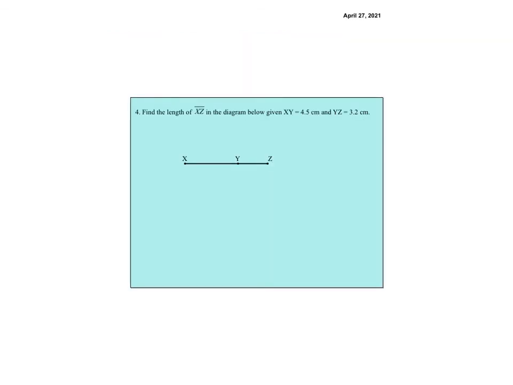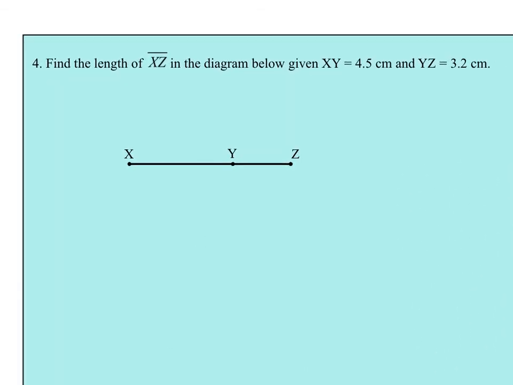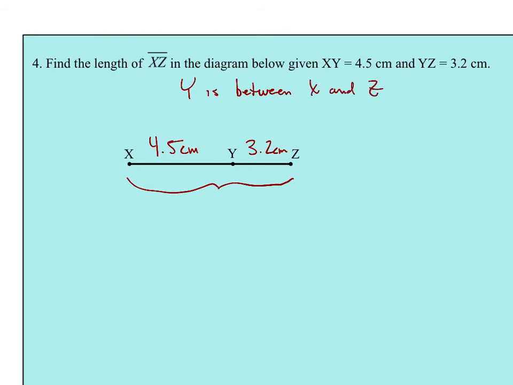Okay, so let's look. Find the length of XZ in the diagram below, given that XY is 4.5 centimeters and YZ is 3.2 centimeters. So they want the whole thing. One thing I should have mentioned with between: Y is between X and Z.